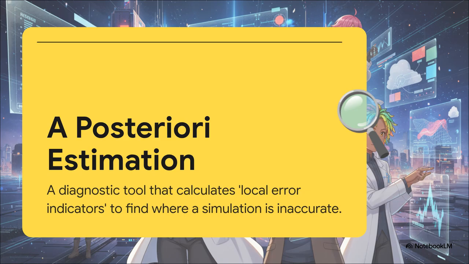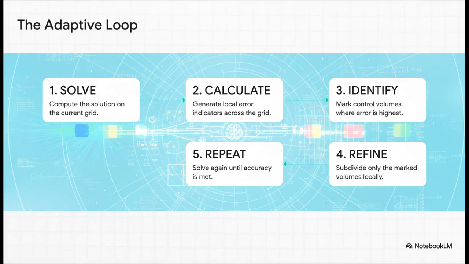Here's the idea. You run a quick, rough calculation first. Then, this technique acts like a diagnostic tool. It scans the results and flags the specific spots on the grid that are causing the most inaccuracy. And it all comes together in this beautiful, adaptive loop.